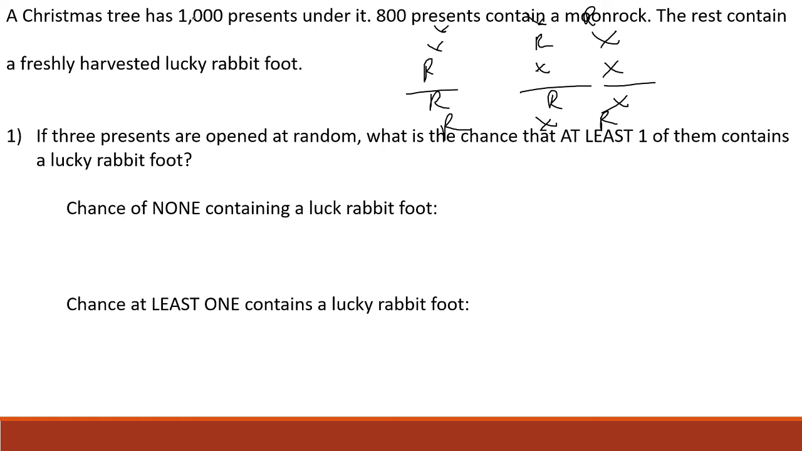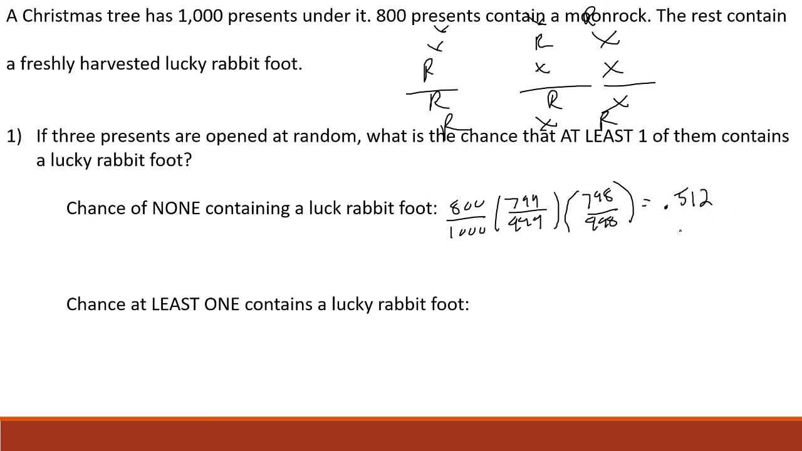Well, if there's 1,000 presents and 800 of them contain a moon rock, that means there's an 800 in 1,000 chance for my first one. And then there's a 799 out of a 999 chance for the second one. Because, again, if I open a present, I can't open the same one twice, right? So this is without replacement. And then I have a 798 over a 998. So I'm going to multiply this out here and get a decimal answer. So 800 times 799 times 798 divided by 1,000 times 999 times 998. And I get 0.512.